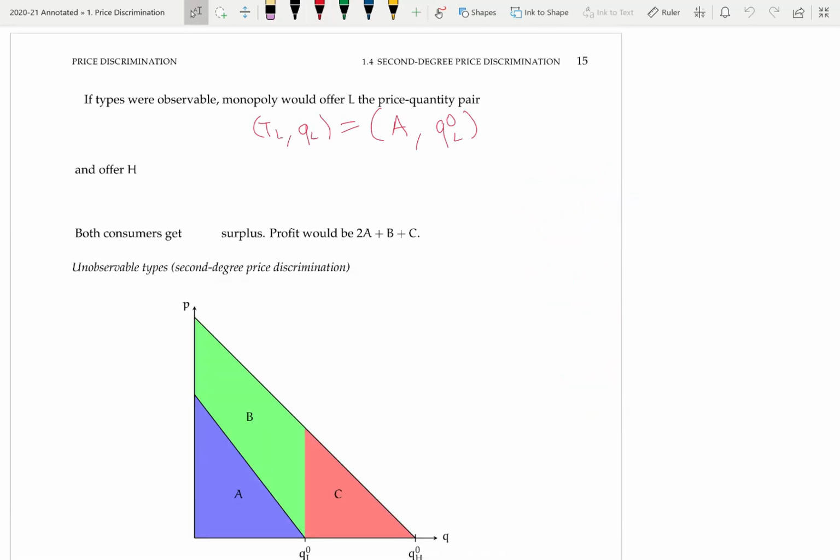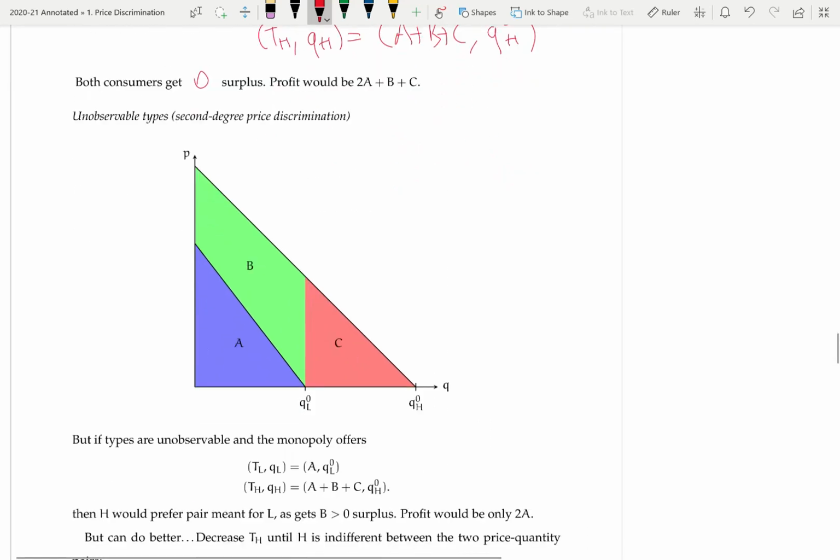So the optimal price quantity pair to offer consumer H is the price quantity pair where the price is A plus B plus C and the quantity is Q0H. Both consumers get zero surplus, and the profit, if we add up the two prices, remember, there's one consumer of each type, we get 2A plus B plus C. If there's more than one consumer of each type, but the size of each group were equal, then we'd just multiply this number by the number of each type.